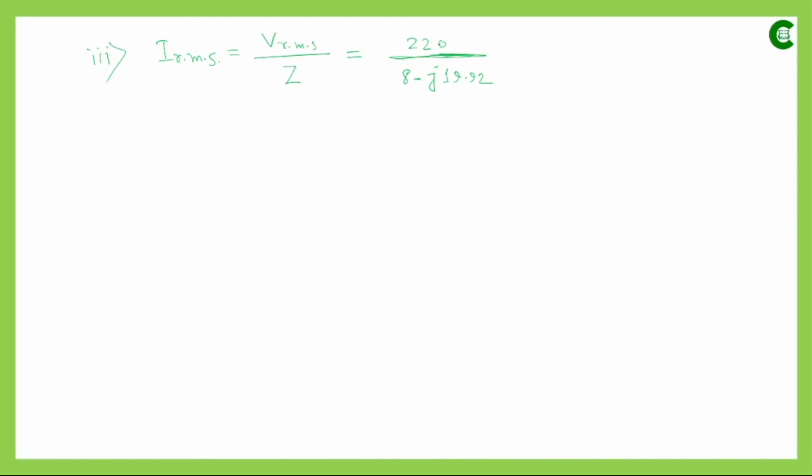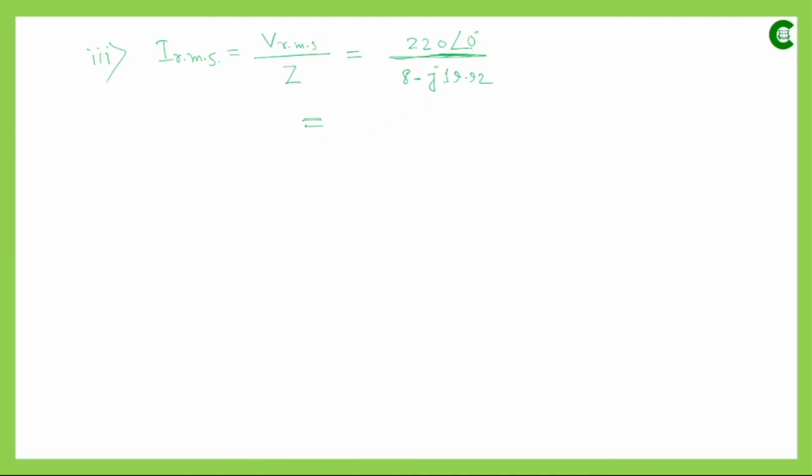Now since only the real value is given, if we want to represent this in rectangular format, then that can be represented this way, or else if we want to represent this value in polar format, then that can be represented this way: 220, then angle 0 degree.